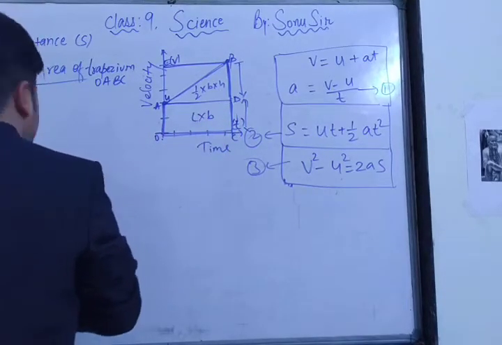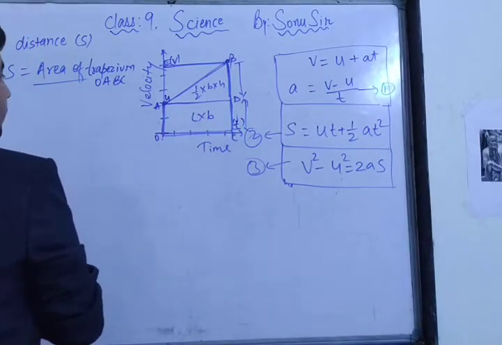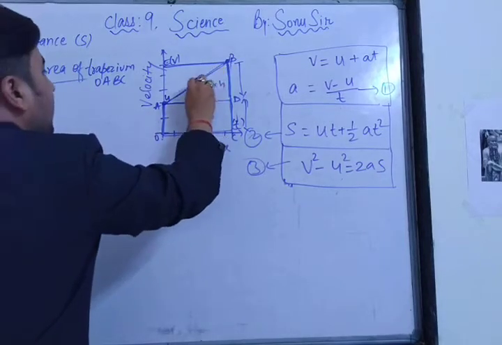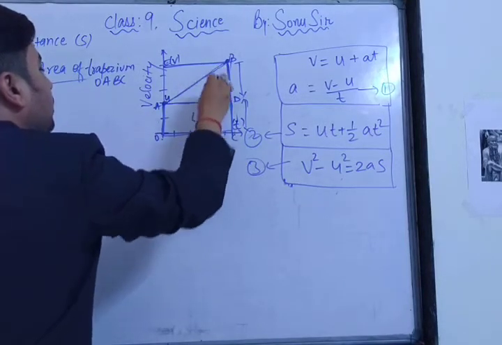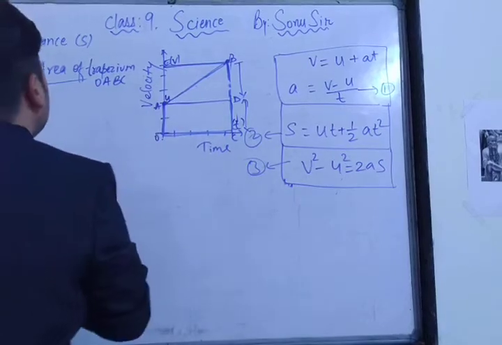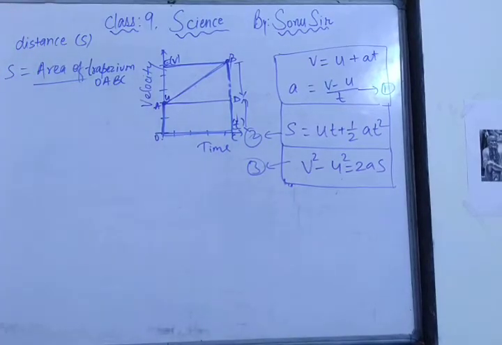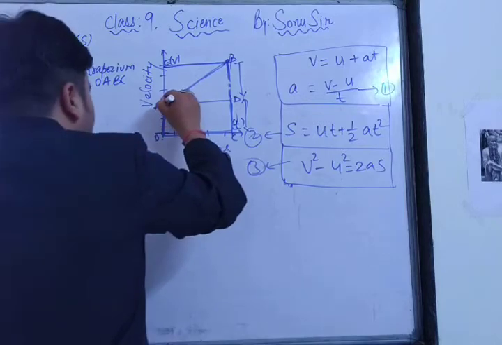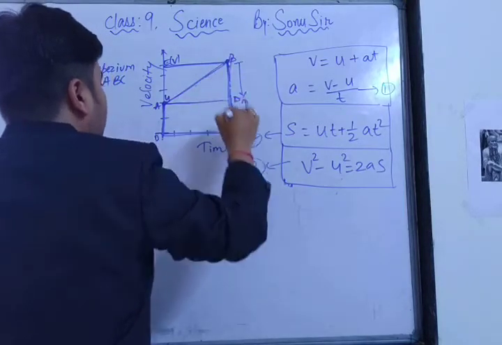Now leave the triangle and rectangle, or you can just remove these areas, the half into base into height and the length into breadth. Now can you tell me what will be the area? The area will be the sum of OA plus BC into OC. You can say the sum of parallel sides. These are the parallel sides.